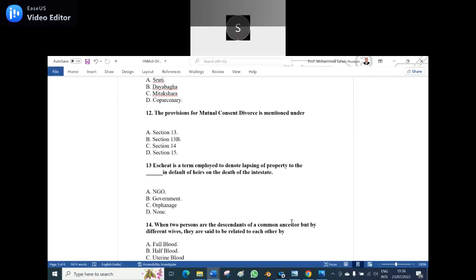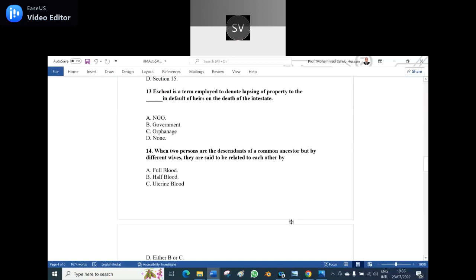Escheat is a term employed to denote lapsing of property to the dash in default of heirs on the death of the intestate. Option A, NGO. Option B, government. Option C, orphanage. Option D, none. Option B, government. Option B, government is the correct answer.